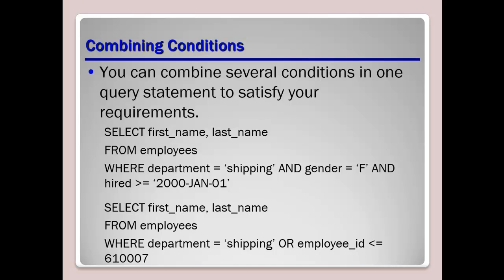So you can see that this query uses the AND conjunction to yield the names of all employees who are in the shipping department and who are female and were hired on or after January 1st, 2000.